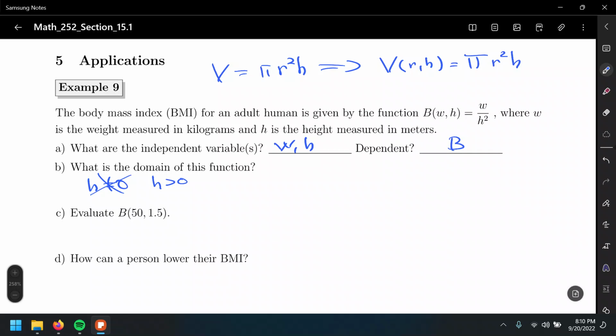And what about W? Even though W is in the denominator, it can take any value. But can it take just any value? Greater than 0 only. Even if 0, there's no person, right? So that'll be kind of weird. So the domain here, D, is the set of all ordered pairs of the form W, H such that the weight is only positive and the height is only positive.